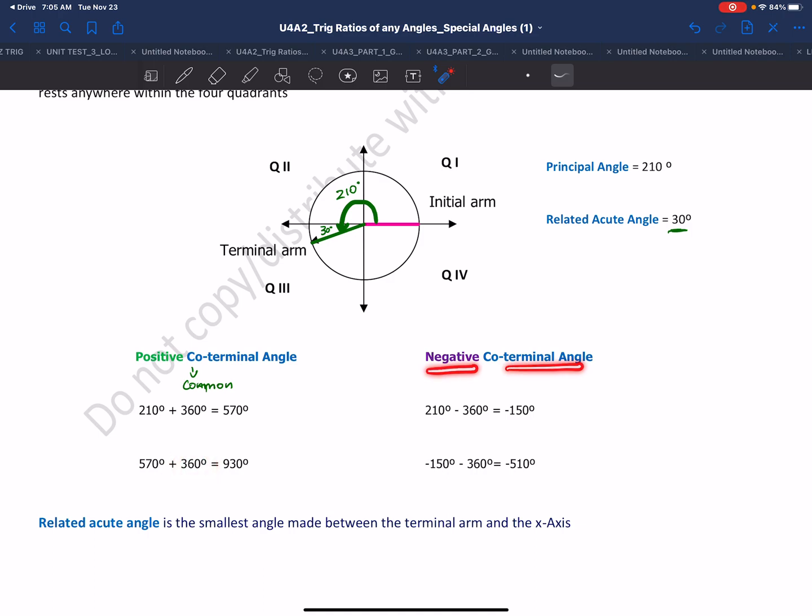Negative coterminal angles, on the other hand, are created by subtracting 360 or adding a negative 360 degree angle. So a negative coterminal angle in our case will be the angle negative 150. Or you can continue adding another negative 360, and then we hit negative 150 minus 360 equals negative 510. And this is what that would look like.